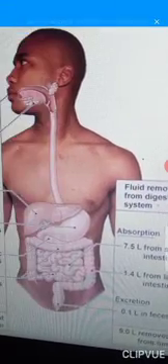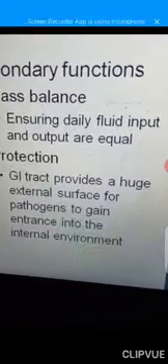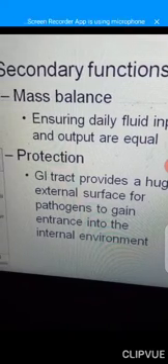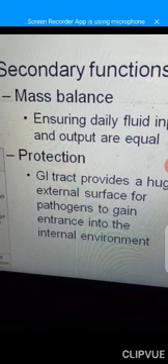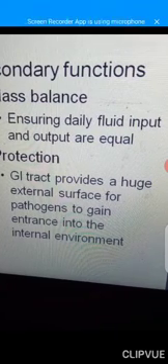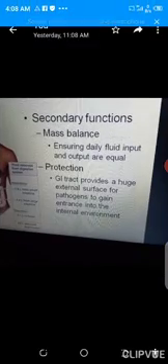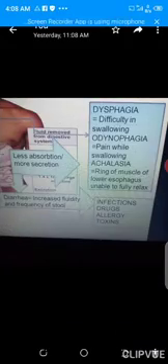Although the GIT has a secondary function. Then what are the secondary functions of the GIT? We have what is called the mass balance. What do you mean by mass balance? We are saying the gastrointestinal system contributes to daily maintenance of fluid input and output. That's one secondary function. Another secondary function is protection. Most food that we consume is not as hygienic as we think. The reason why we are not getting sick is because the acid and some other enzymes are also involved in the defense of the body. That is why we are actually not getting sick.